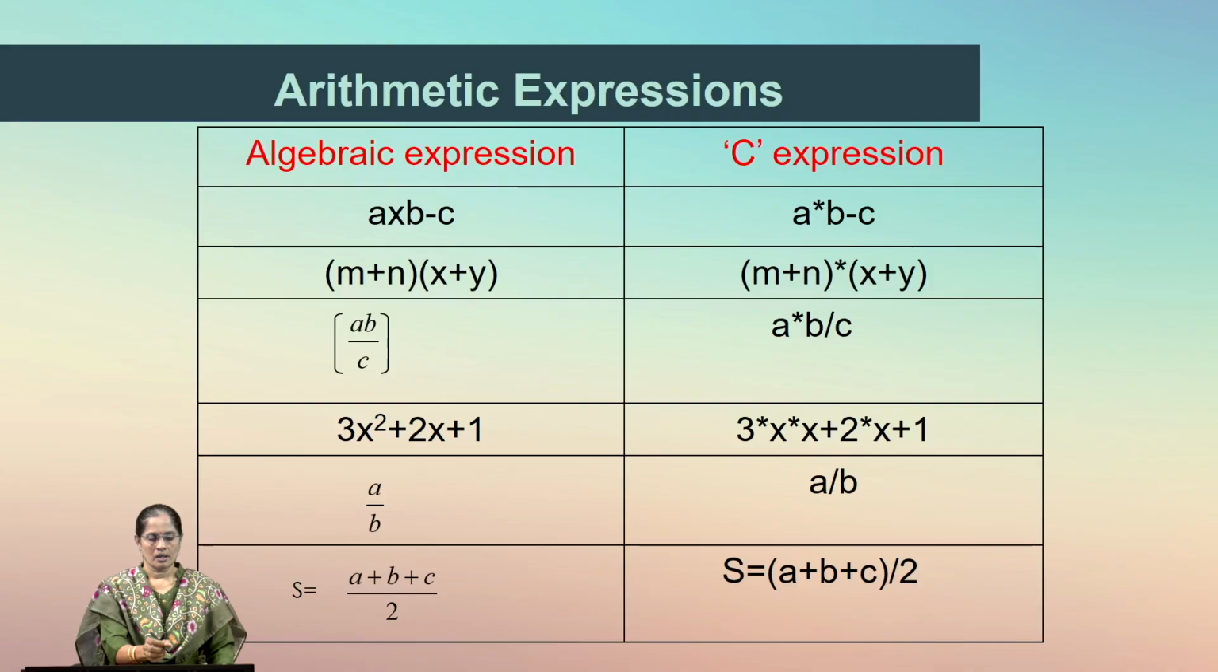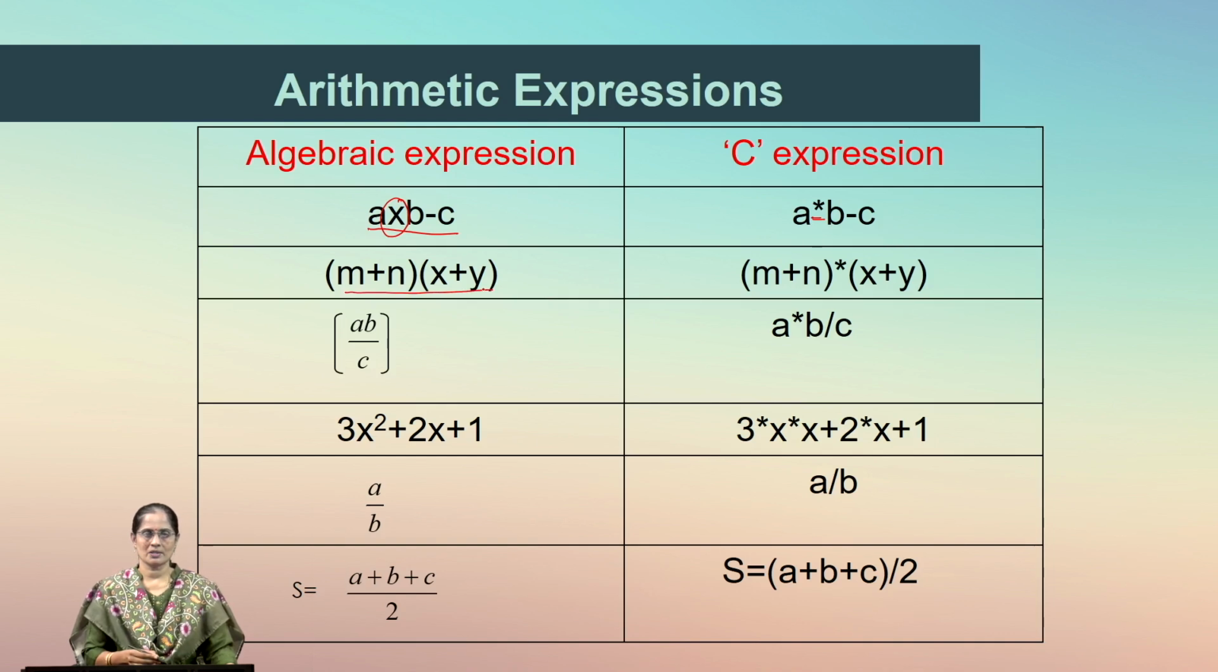Before going into the precedence rules, let us first work out how a given arithmetic expression can be converted to a C expression. Say for instance, A into B minus C, this is the way that we write the algebraic expression. This can be converted into the actual C expression. Instead of the multiplication sign, we will use the asterisk operator, which is meant for multiplication. So, we will convert it to A asterisk B minus C.